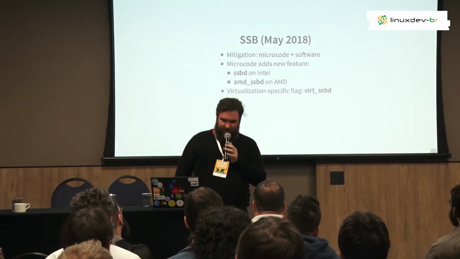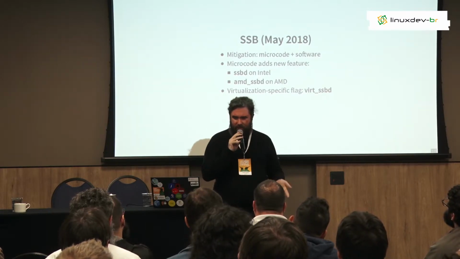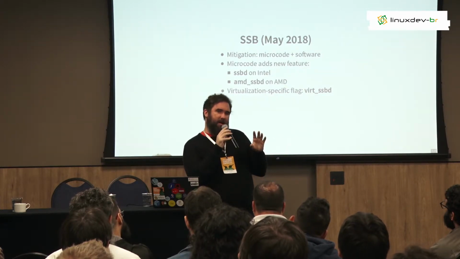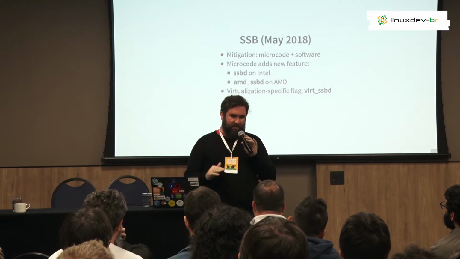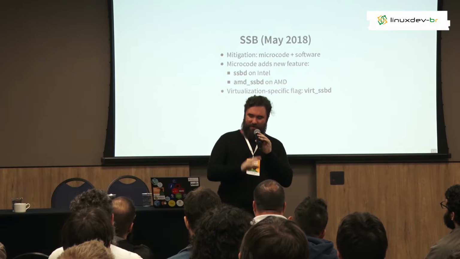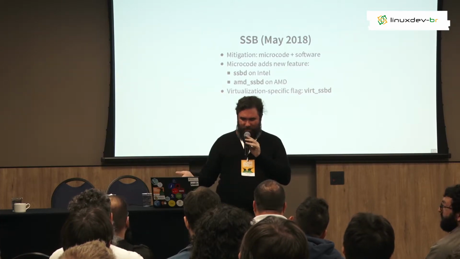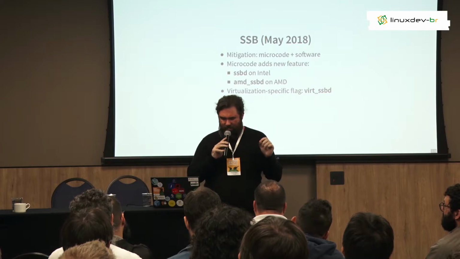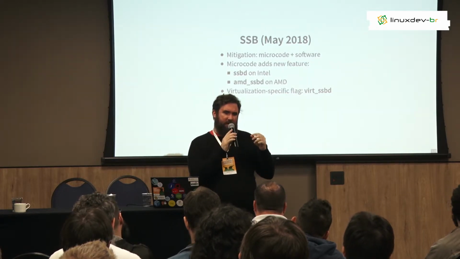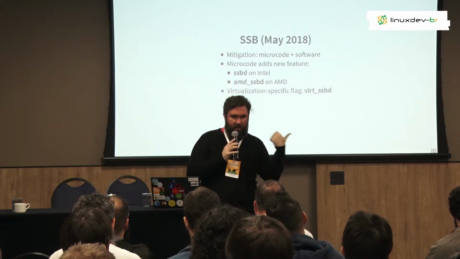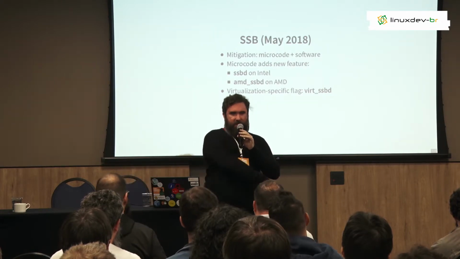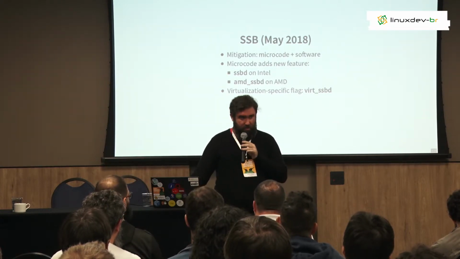And May 2018, another vulnerability, SSB, speculative store bypass. The details are different, but the mitigation is similar. We have a new microcode update. We need software changes to use new features. The new features are reported on the CPU. In this case, we also have a virtualization-specific flag. I don't remember the details, but I think you can emulate the new functionality on the host side, so you can say, okay, I'm a virtual host, and I can emulate the same feature that is available on the microcode updates.